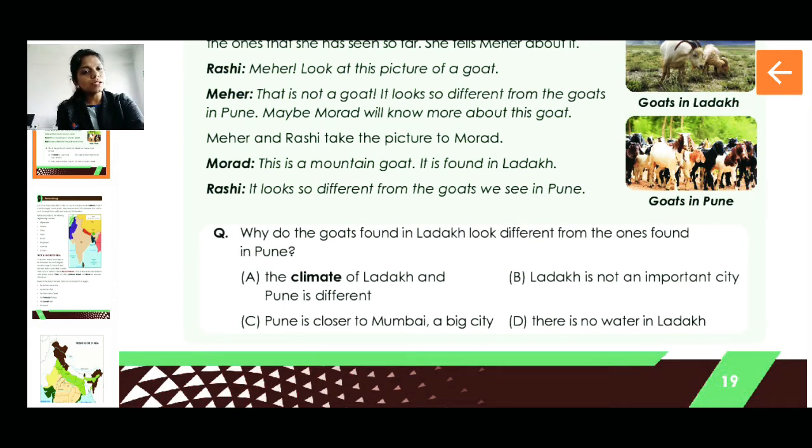So what do you think, students? They have given you the 4 options over here. First, the climate of Ladakh and Pune is different. B, Ladakh is not an important city. C, Pune is closer to Mumbai, a big city. And D, there is no water in Ladakh. So what do you think? Option A, B, C, D. Yes, the right answer is option A. The climate of Ladakh and Pune is different. So as the climate is different in Ladakh and Pune, therefore the appearance of both goats is different.